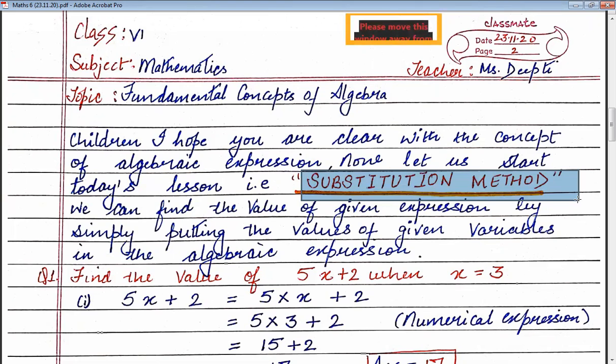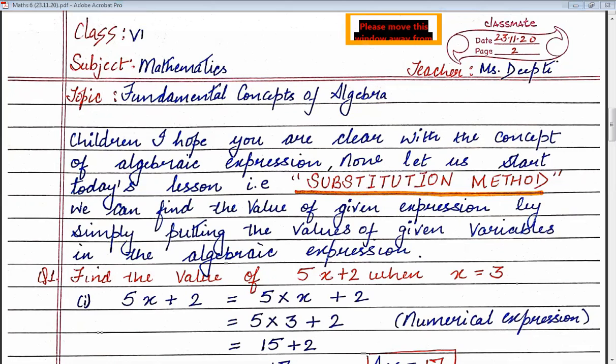Children, whenever we are given an algebraic expression, we can find its value by putting or substituting the values of the variables. I repeat, whenever we are given an algebraic expression, we can find its value by putting or substituting the given values of the variable in the expression. Let us clear our concept by taking an example.